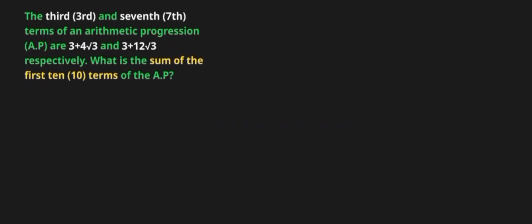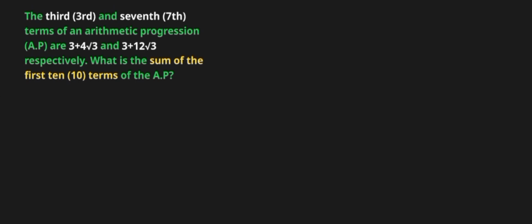Hello, welcome once again. Today's tutorial goes thus: the third and seventh terms of an arithmetic progression, AP, are 3 plus 4 root 3 and 3 plus 12 root 3 respectively. With this information, we are to find the sum of the first 10 terms of the AP.